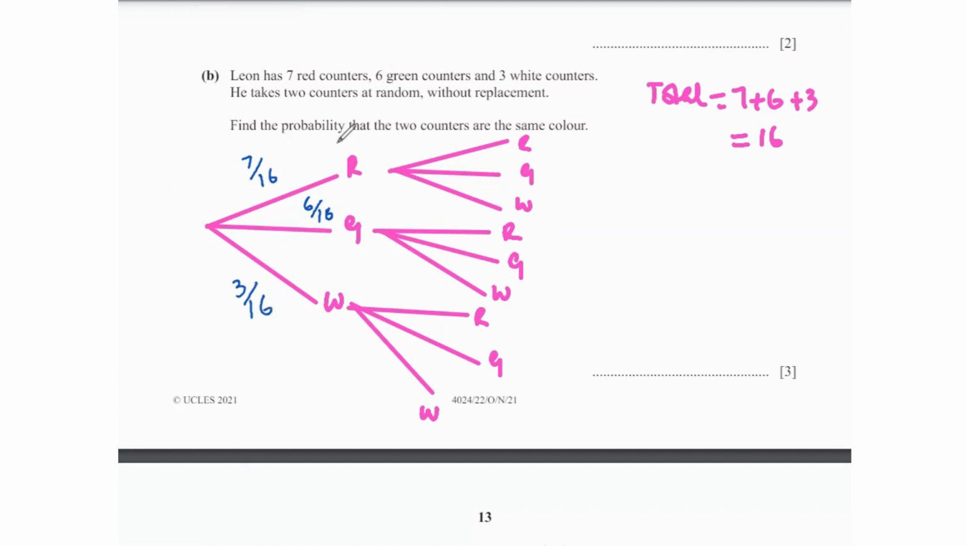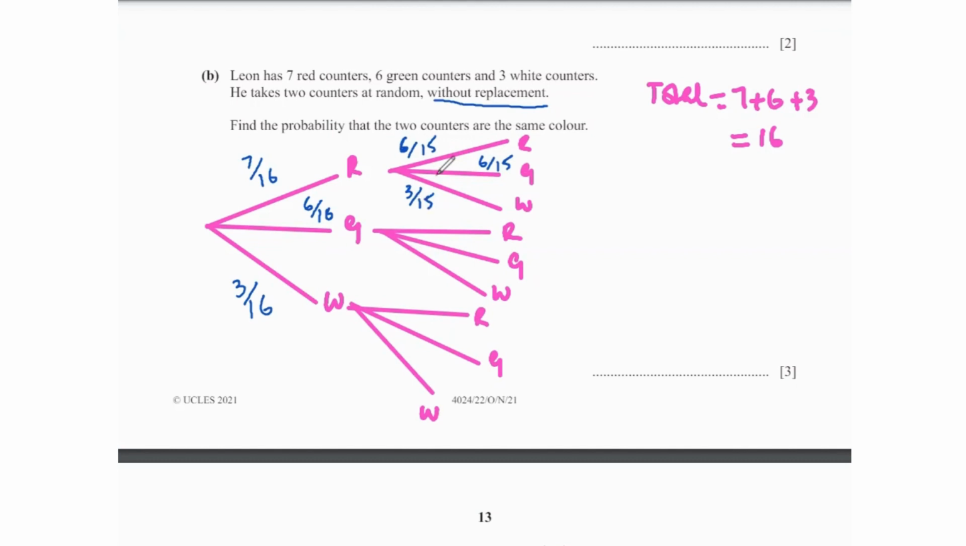Now, if we've drawn the red counter in the first try, then the next try, since it's without replacement, the probability of red counter would be 6 over 15 now. One less red counter and one less total counters, because we're not replacing the counters. For green, it will be 6 over 15. For white, it's going to be 3 over 15.